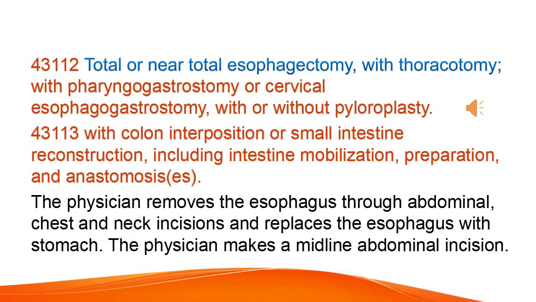Total or near total esophagectomy, with thoracotomy, with pharyngogastrostomy or cervical esophagogastrostomy, with or without pyloroplasty. With colon interposition or small intestine reconstruction, including intestine mobilization, preparation, and anastomosis, ES. The physician removes the esophagus through abdominal, chest and neck incisions and replaces the esophagus with stomach. The physician makes a midline abdominal incision.